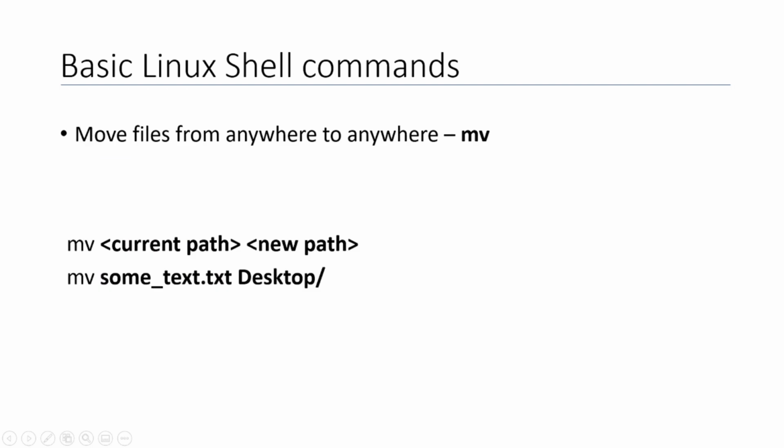Another command that we'll be using quite often is mv, which stands for move, and it will simply move files from one place to another. The idea is pretty much similar to all the other commands. We just write mv, the current path of the file you want to move, and its new path. So for example, you can move the file sometext.txt to the desktop folder, which will move it instead of just copying it.